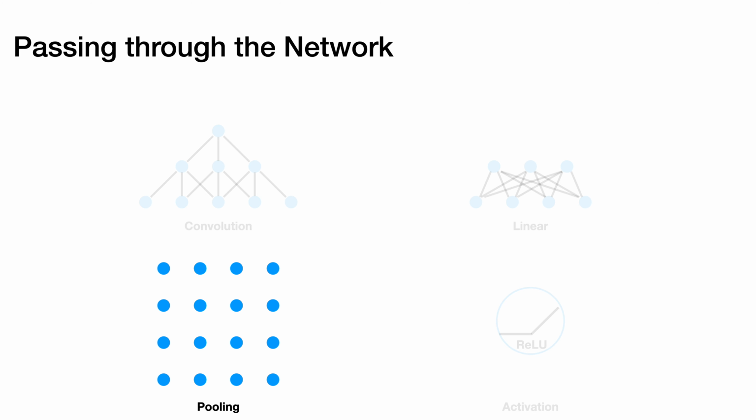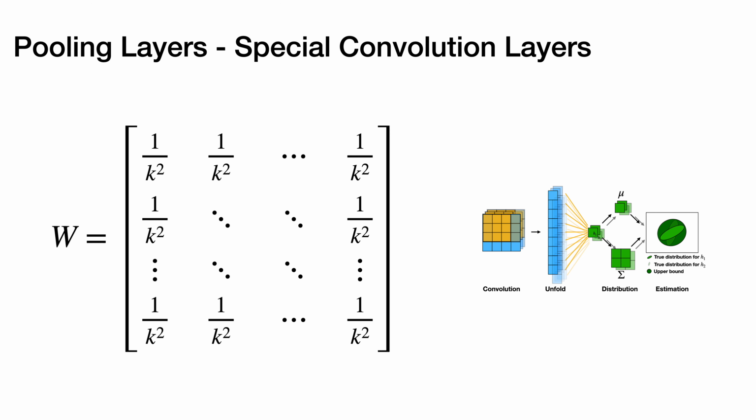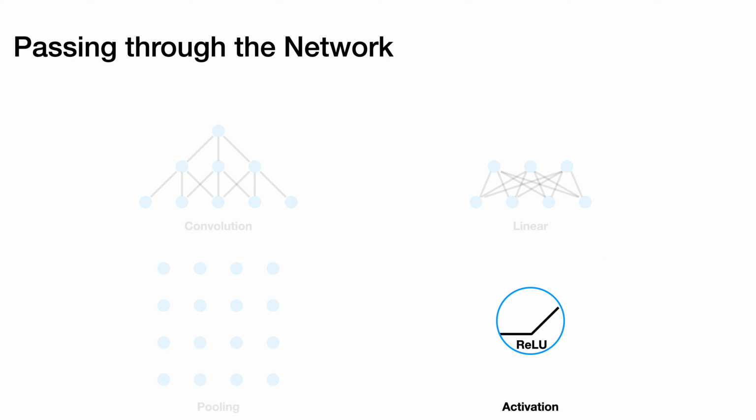For the pooling layer, since max pooling requires a max operation on the covariance matrix, which is not well defined, we use average pooling here. Thus, it can be viewed as a special case of the convolution layer with the fixed kernel weight 1 over k squared and no bias term. Finally, the biggest headache layer, the ReLU activation.